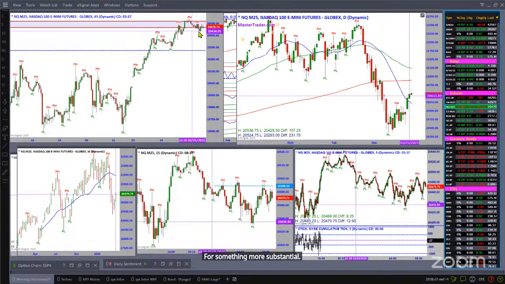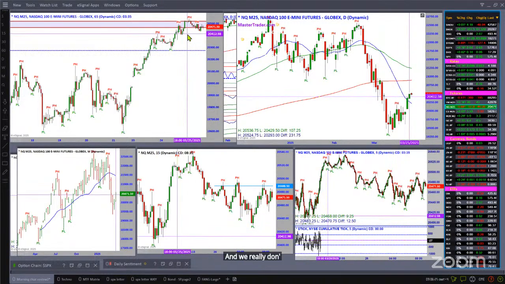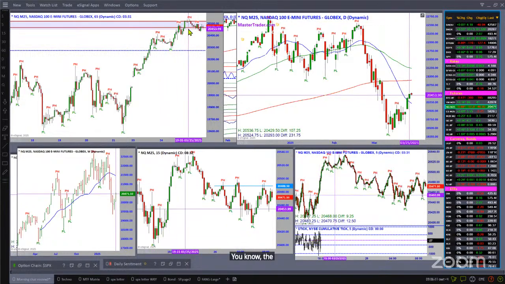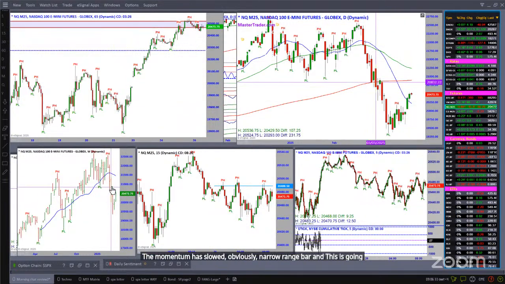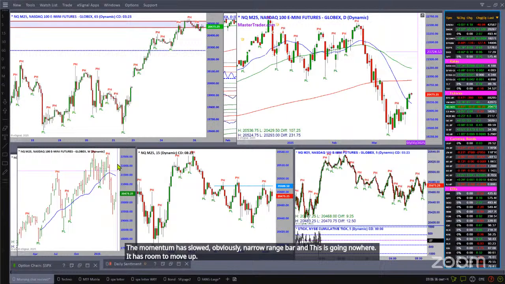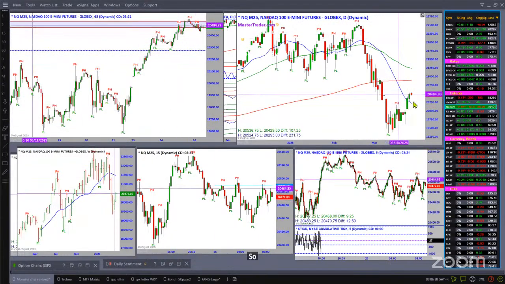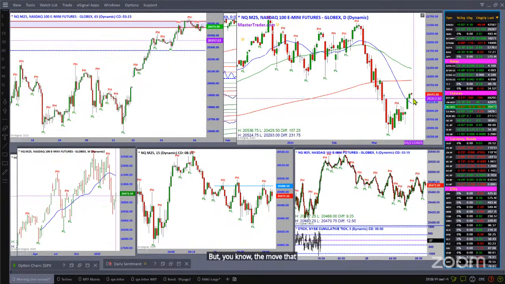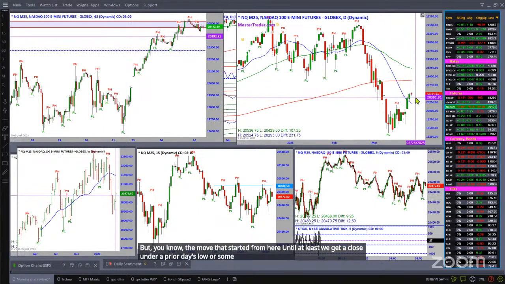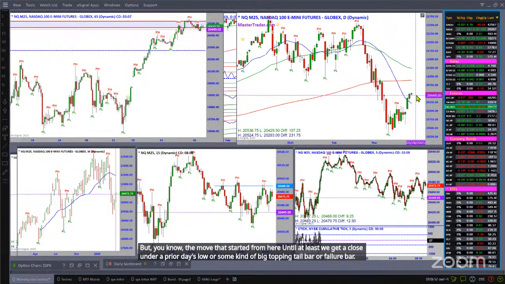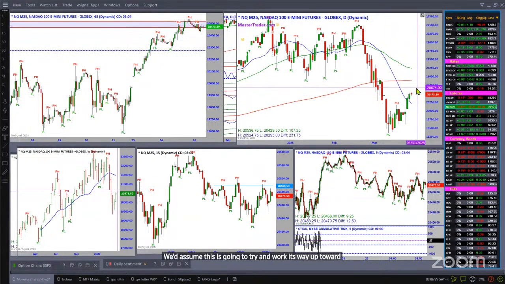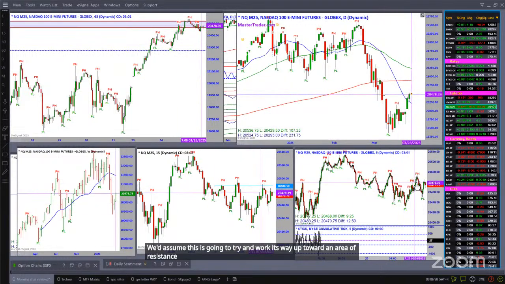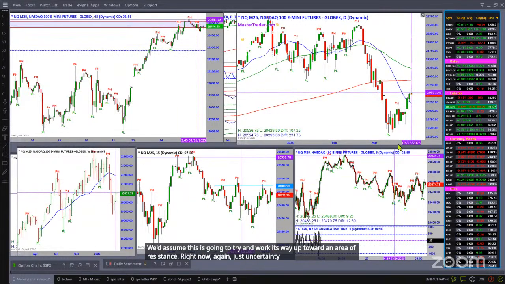And we really don't have anything substantial on the 65-minute. The momentum has slowed, obviously, a narrow range bar, and this is going nowhere. It has room to move up. So the dip could be intraday substantial, but for the move that started from here, until we at least get a close under a prior day's low or some kind of big topping tail bar or a failure bar, I would assume this is going to try and work its way up toward an area of resistance. Right now, again, just uncertainty and going nowhere. So stay away.